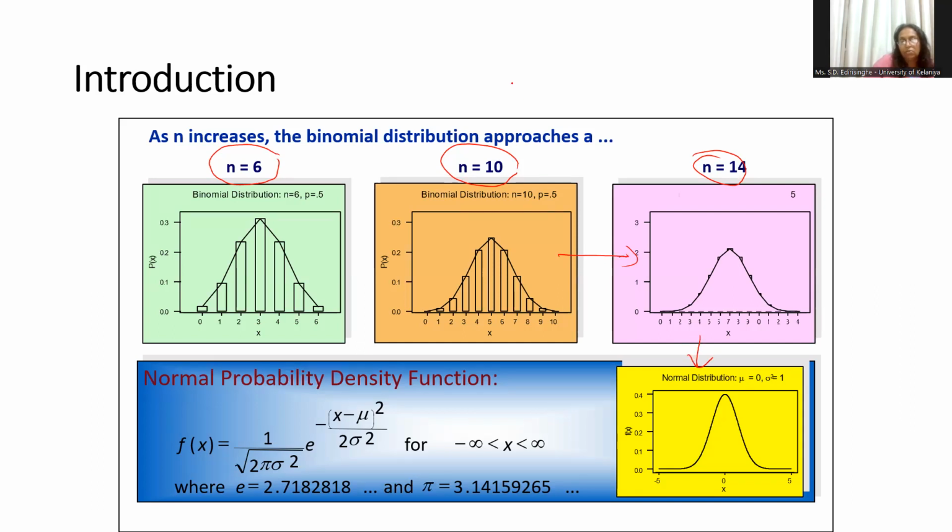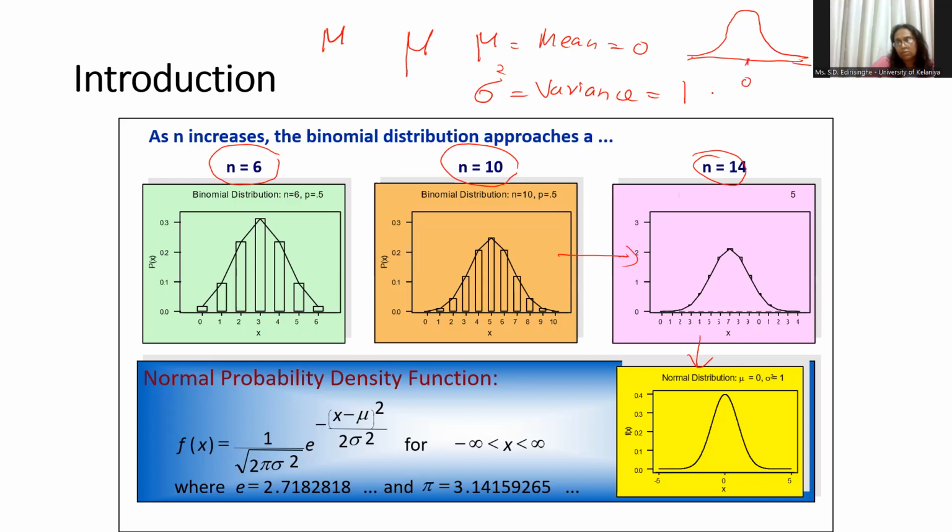So in a normal distribution, the parameter here is mean mu. See how I am writing it? Mu. Here mu equals mean equals 0. Variance equals sigma squared, that is 1. So it is a bell-shaped curve. So mean here is 0.